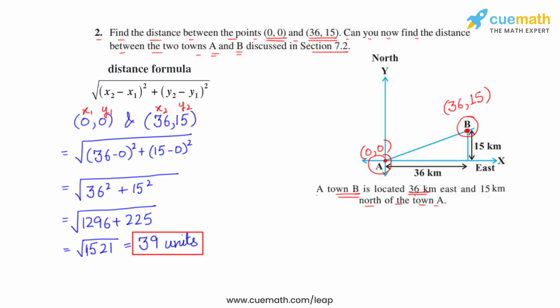So this is nothing but the distance between 0, 0 and 36, 15, which we have already calculated, that is 39 units. It means the distance between the two towns A and B is also 39 units, but here units are given, that is kilometers, so it means it is 39 kilometers. So the distance between the two towns A and B is 39 kilometers.